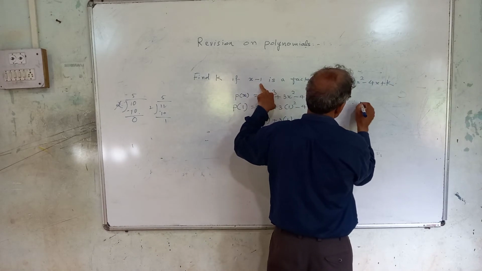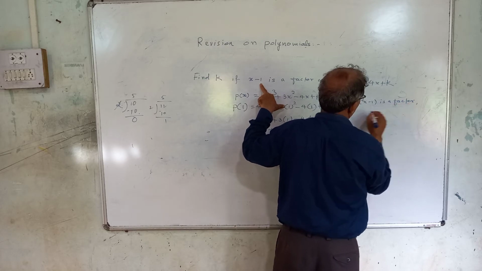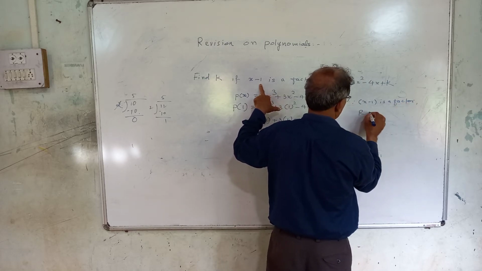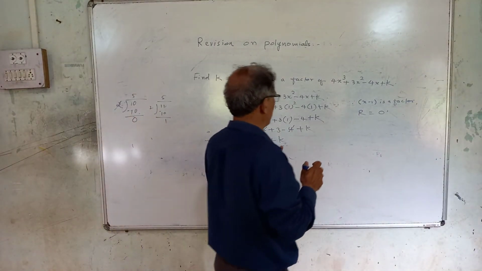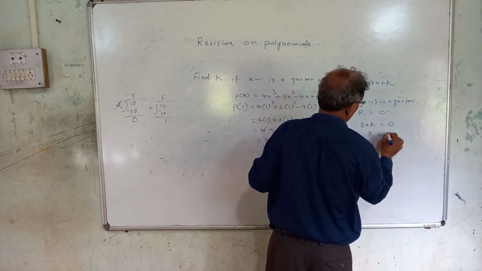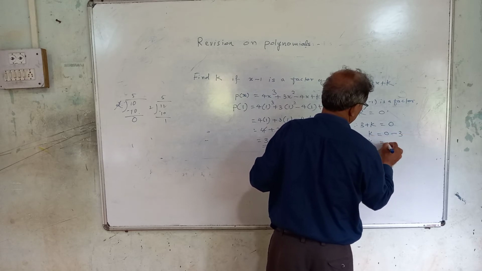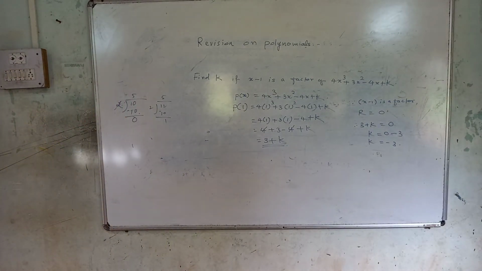Now see, since x minus 1 is a factor, we should know that r should be equal to 0. The remainder must be 0. And what is our remainder? 3 plus k. Therefore, 3 plus k is equal to 0, or k is equal to 0 minus 3, or k is equal to minus 3. So that is how we can find the value of the unknown if you are given that it is a factor of the given polynomial. Okay. I shall give you one more example now.